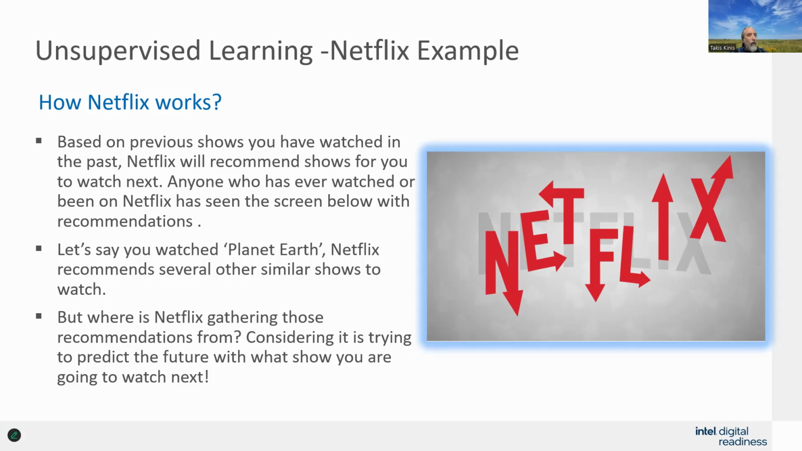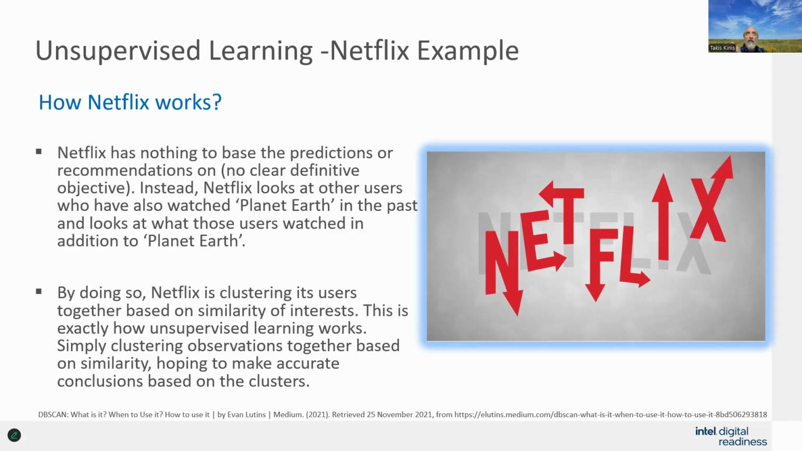You like action or sci-fi or whatever it is, right? But how is Netflix making that determination? How are they determining what you might like? What's their algorithm? Well, part of it, you could say, is they have their TV shows labeled. So if you watch nothing but comedies, they're going to find everything that's listed as a comedy and play it for you. But their point is, they really don't have anything to base the predictions or recommendations on.